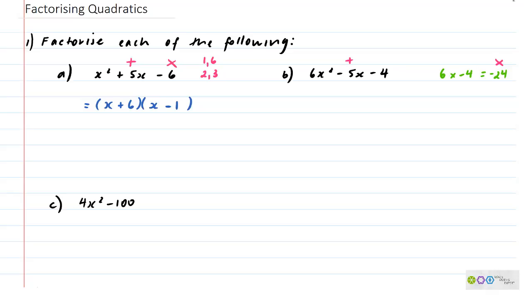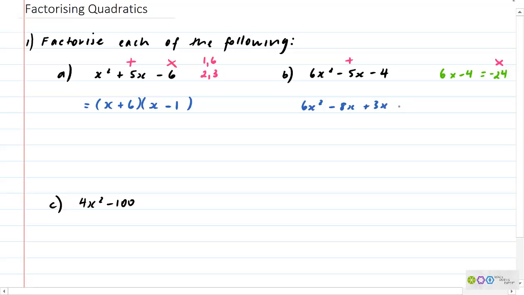So if you think about that, then what you end up with is -8 and +3. So what we do is we split that middle term. So we have 6x² - 8x + 3x, and then we keep the -4 on the end. That working out in green there is to help you split the term in the middle.